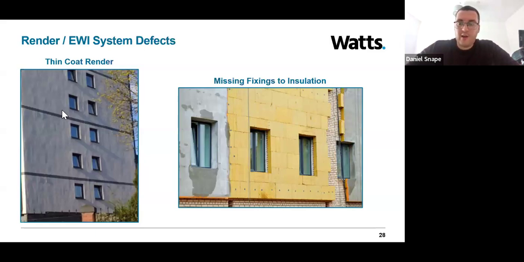Other render defects, just to summarise, could include cracking, which could be a result of incorrect application, structural movement, or moisture getting behind the render and blowing it.